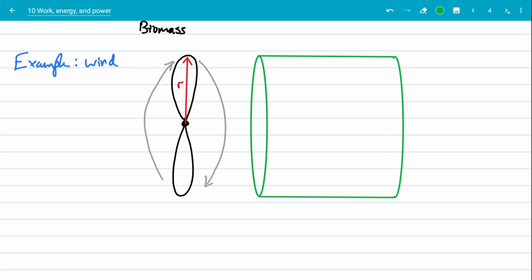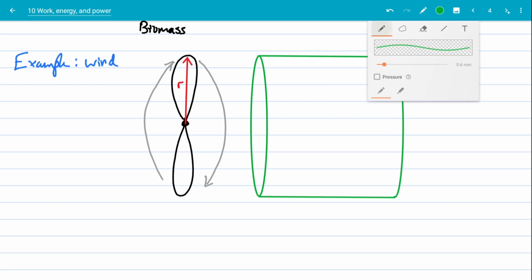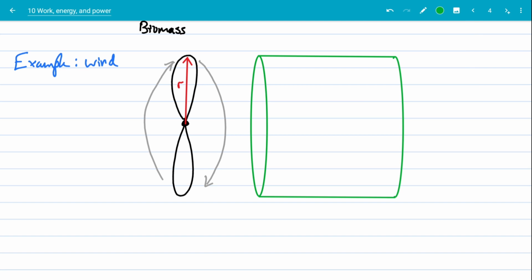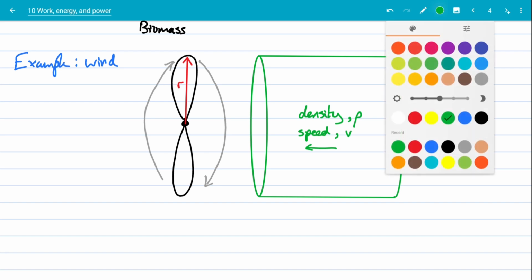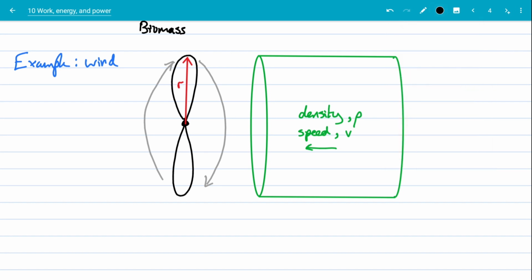So imagine a column of air, and we have some information about this column of air. We know the air's density, and we'll be talking about density in the next topic about materials, but you should have done density at GCSE. And perhaps the air is moving at a certain speed, v, in this direction. So we could work out the maximum power that we can possibly get from this wind turbine.